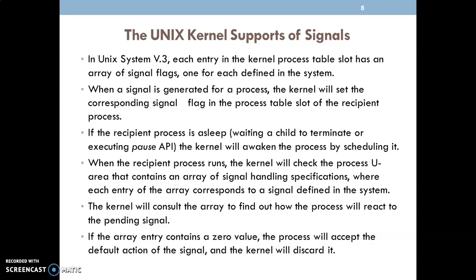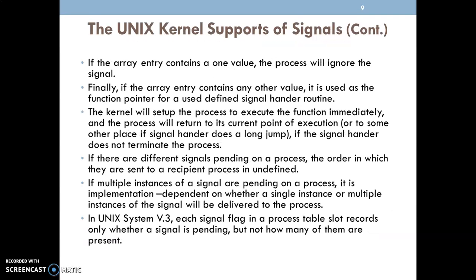The kernel will consult the array to find out how the process will react to the pending signal. If the array entry contains a 0 value, then the process will accept the default action of the signal. If the array entry contains the value 1, then the process will ignore the signal. This means we are just ignoring the signal, and it will not have any effect on the recipient process.